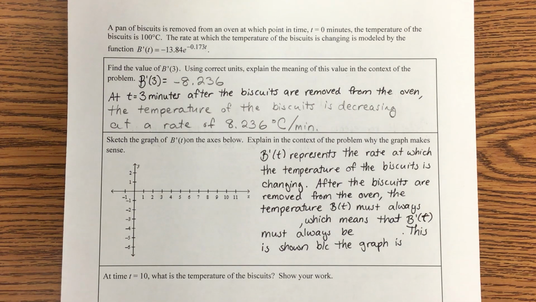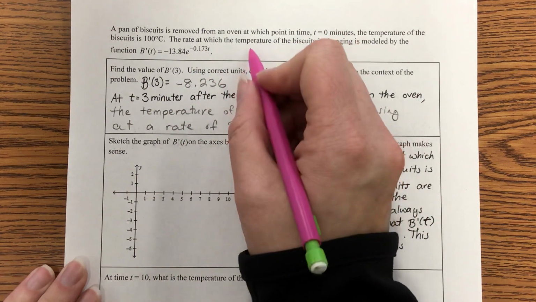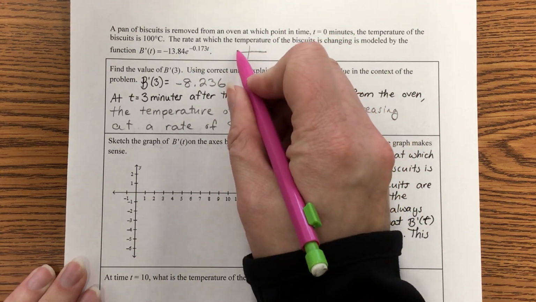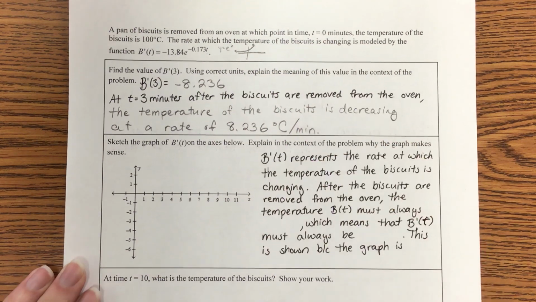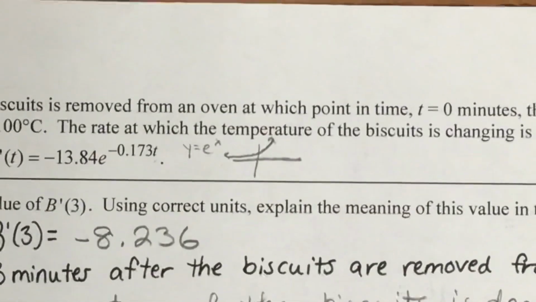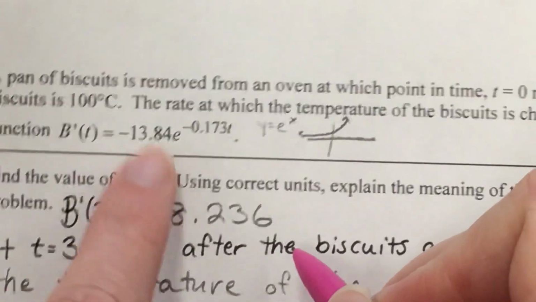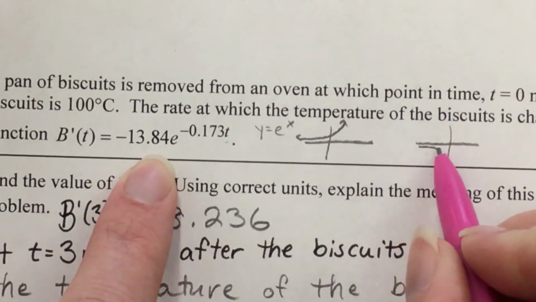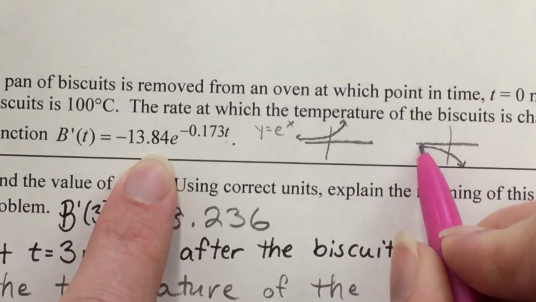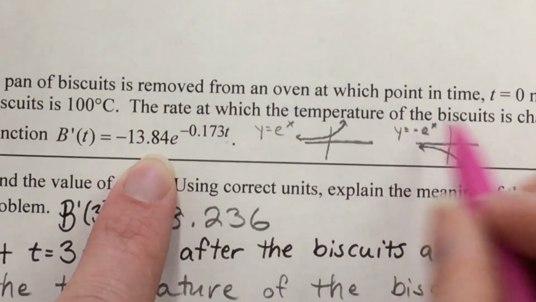So thinking about it to start with, this is e to an exponent. Normally, e to the x looks like this. That's normal. Y equals e to the x. We have some issues though. Let's kind of zoom in on here. We have a negative number in front of e. That flips your graph upside down. Like this. So this would be y equals negative e to the x.